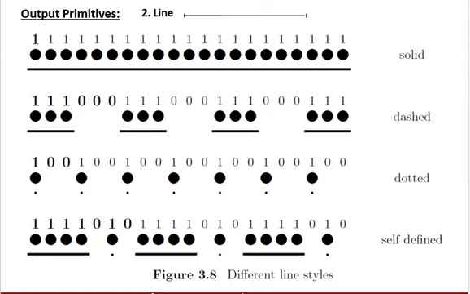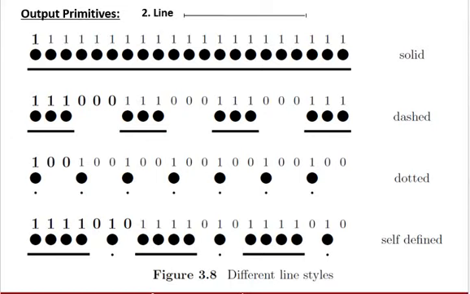Hello everyone. Today we will discuss some lines. Here we have all the values as 1, which is known as a solid line. Then we have the dotted line or dashed line.